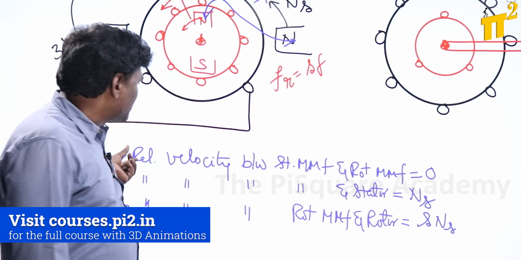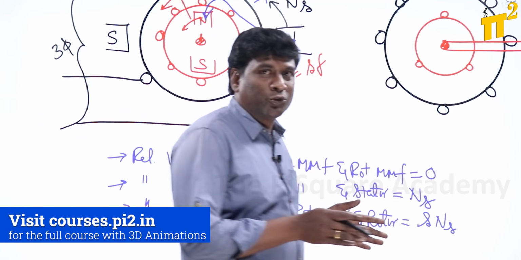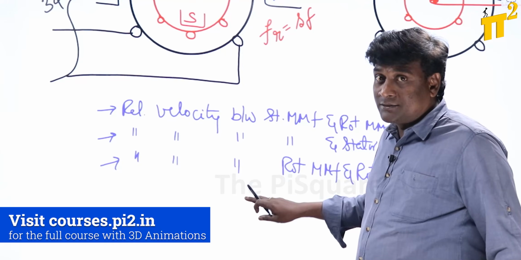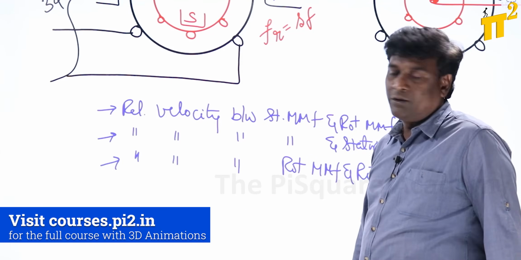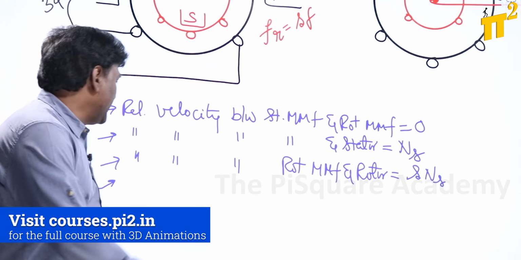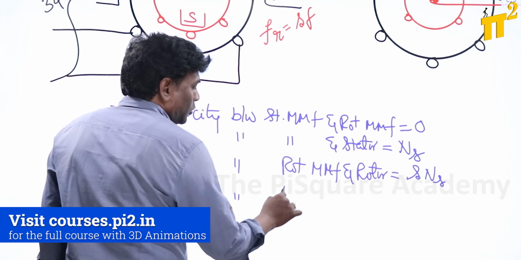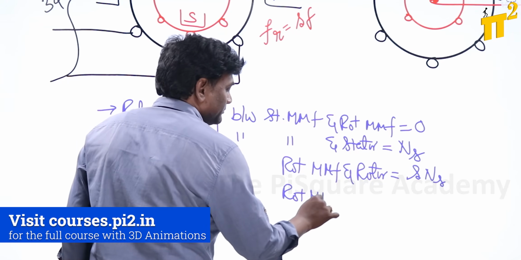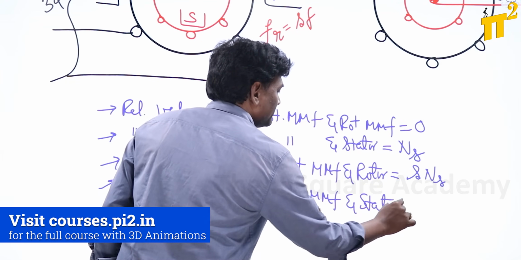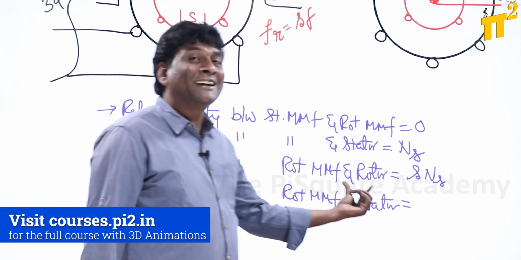Now, these three questions normally they don't ask. One time, of course, they asked for the velocity between stator MMF and rotor MMF in a sub question. Let us think they will not directly ask these three. Now they will ask: see here, relative velocity between rotor MMF and stator.